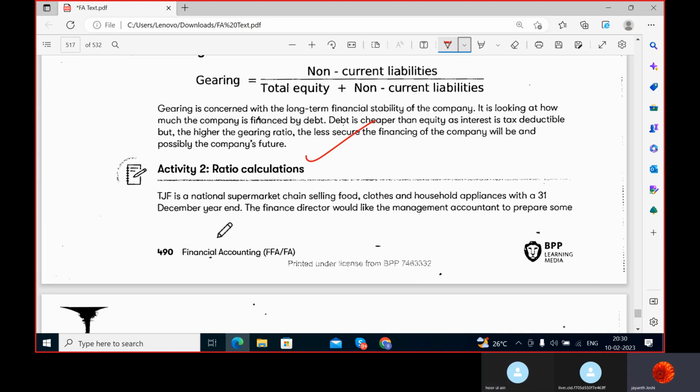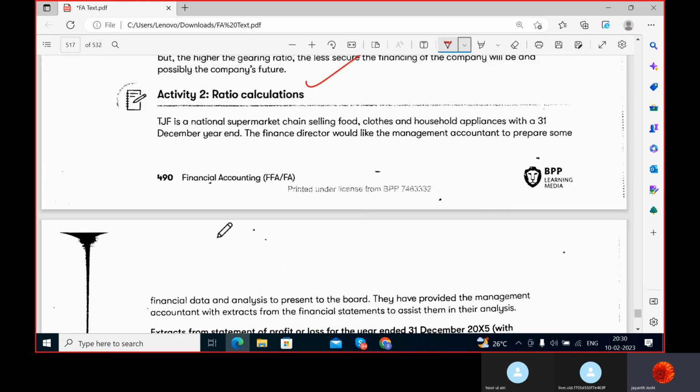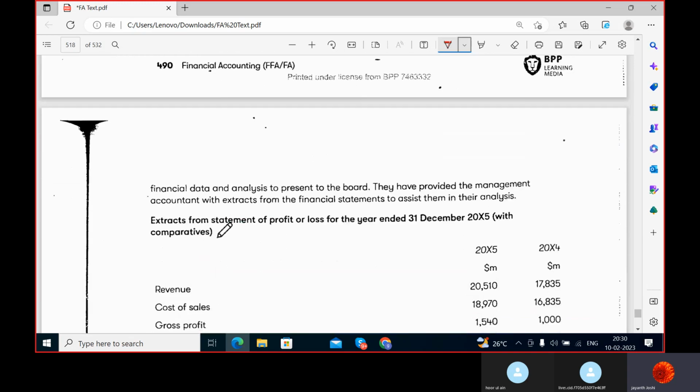Now, the finance director would like the management accountant to prepare some financial data and analysis to present to the board. That means they want to check the current year's performance against the previous year's performance. Very simply understood. That's the reason they are asking the management accountant to prepare the financial data and analysis to present to the board.